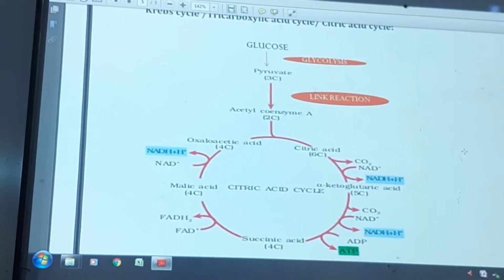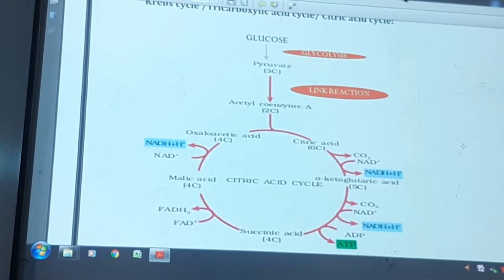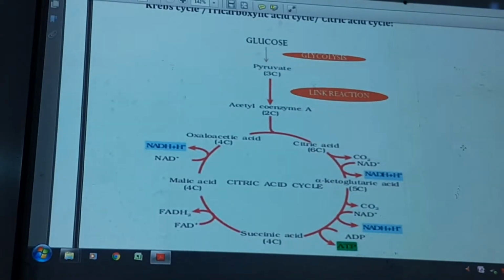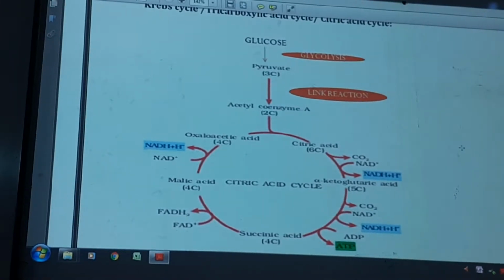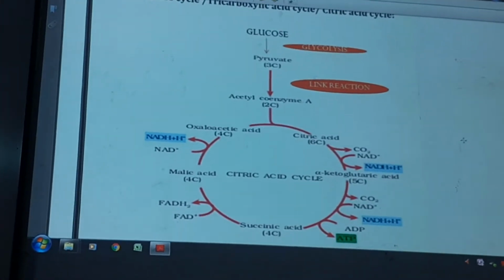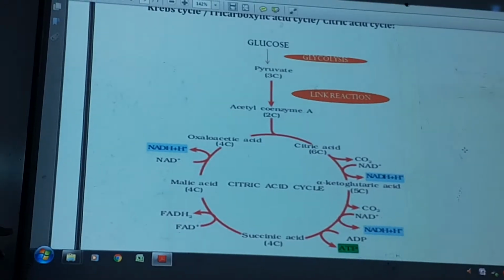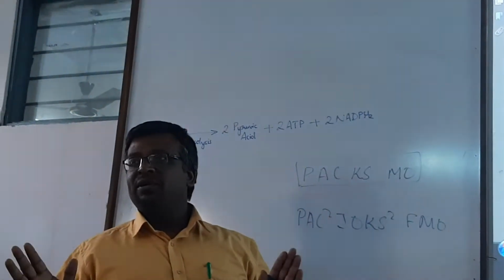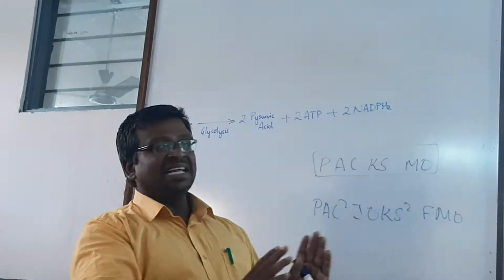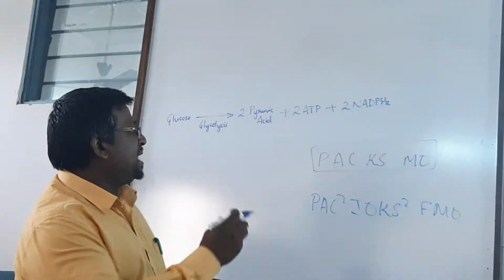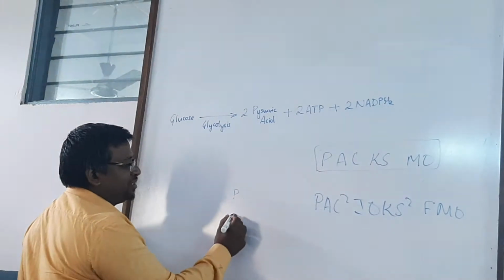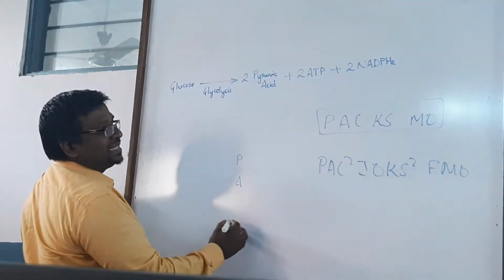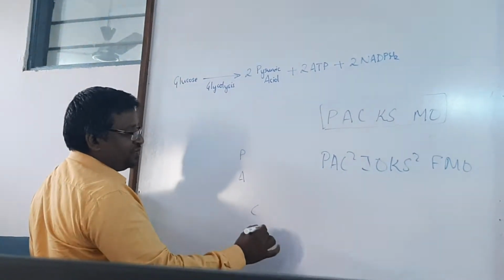You can be an expert there. You just remember the substrates first. Pyruvic acid, acetyl coenzyme A, citric acid, ketoglutaric acid, succinic acid, malic acid, oxaloacetic acid. PAC, KSMO. If you remember this mnemonic, you can remember the entire cycle. So you have to write it first this way: pyruvic acid, acetyl coenzyme A, cis-aconitic acid, or citric acid is the first one.